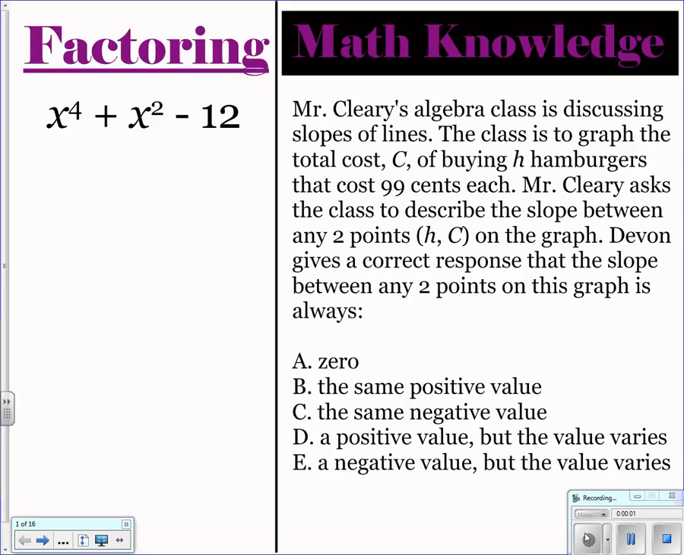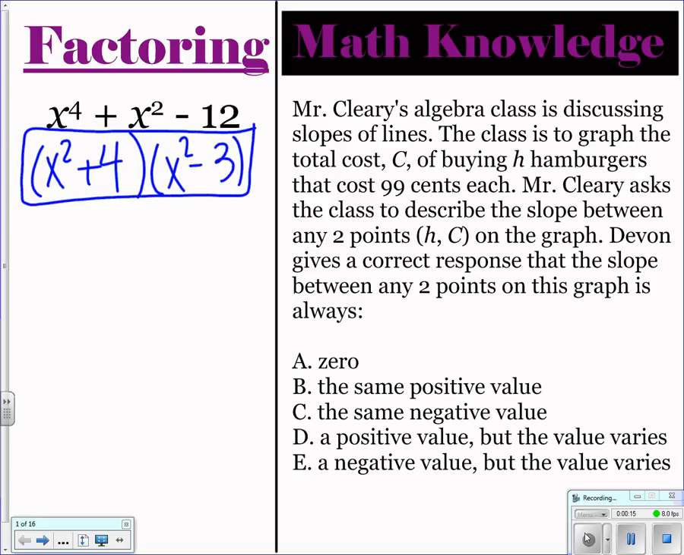Right, so y'all go ahead and do the factoring and the math knowledge question for today. Pause the video, and then once everyone is finished, unpause the video, and I'll show you the correct answers. So this factoring is going to be (x² + 4)(x² - 3). And so that'll be your answer for that.